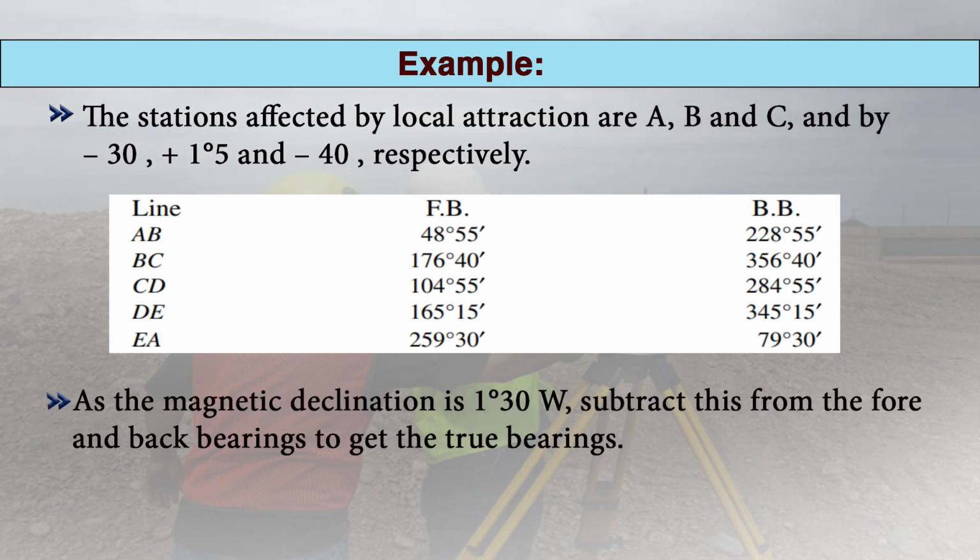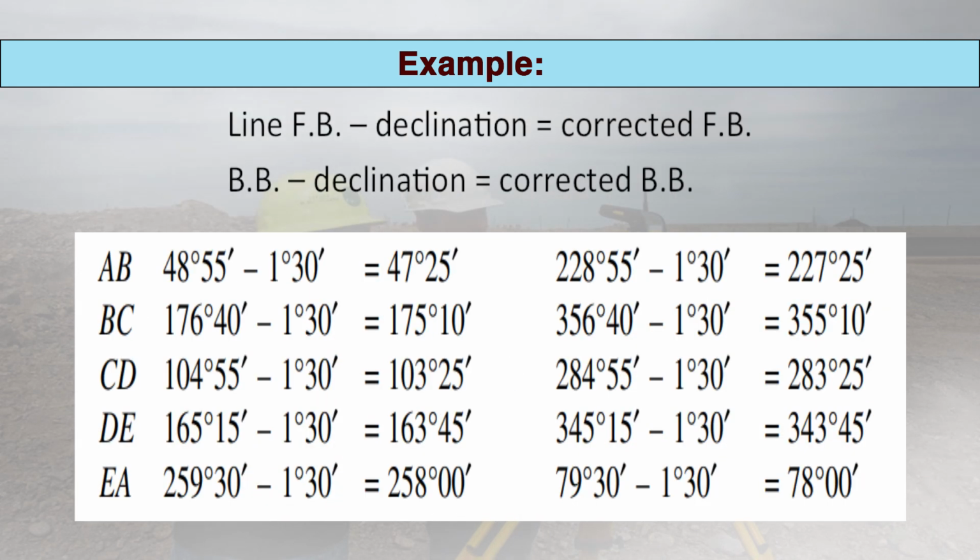So, lastly, as the magnetic declination is 1 degree 30 minutes west, we will subtract this from the fore and back bearing to get the true bearings. Fore bearing minus declination will give you the corrected fore bearing, and back bearing minus declination will give you the corrected back bearing. Hence, you can find out each of the fore bearing and back bearing by subtracting declination from it. These are the corrected fore bearings and back bearings.